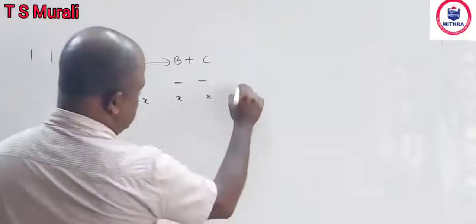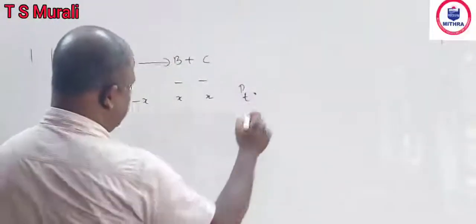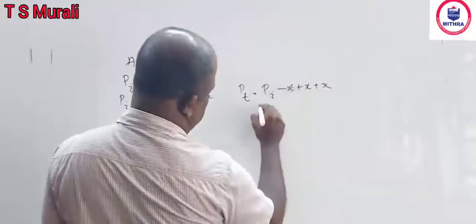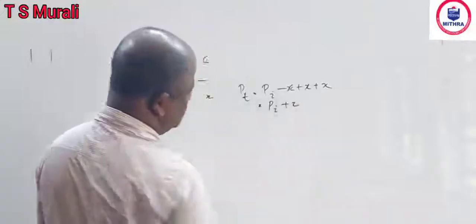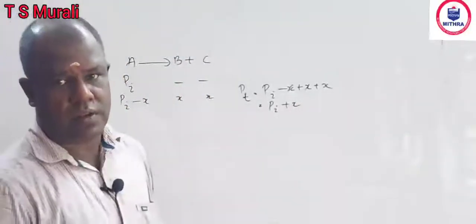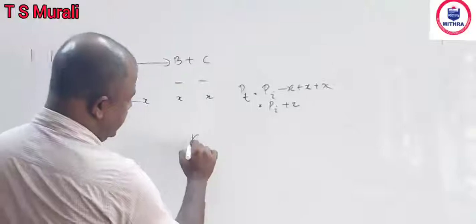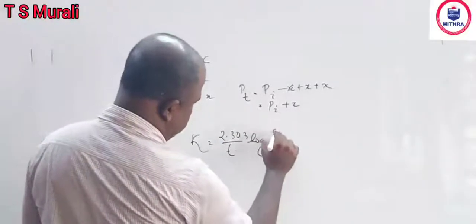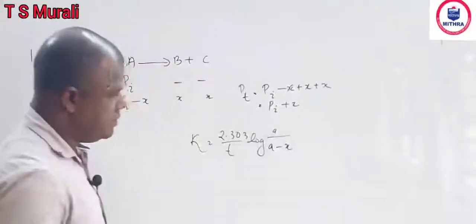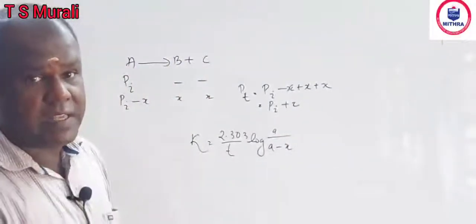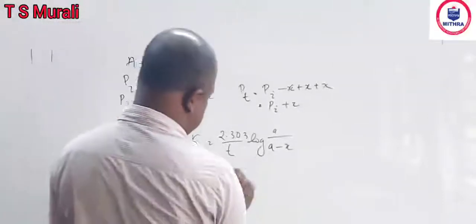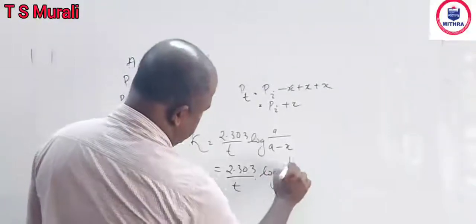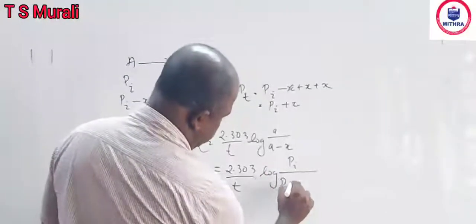So what is the final pressure Pt? Pt is equal to Pi minus X plus X plus X. That means Pi plus X. Agree? First order kinetic equation I already explained. K is equal to 2.303 by t into log a by a minus x. Instead of a, I am writing Pi. So 2.303 by t into log Pi divided by Pi minus.